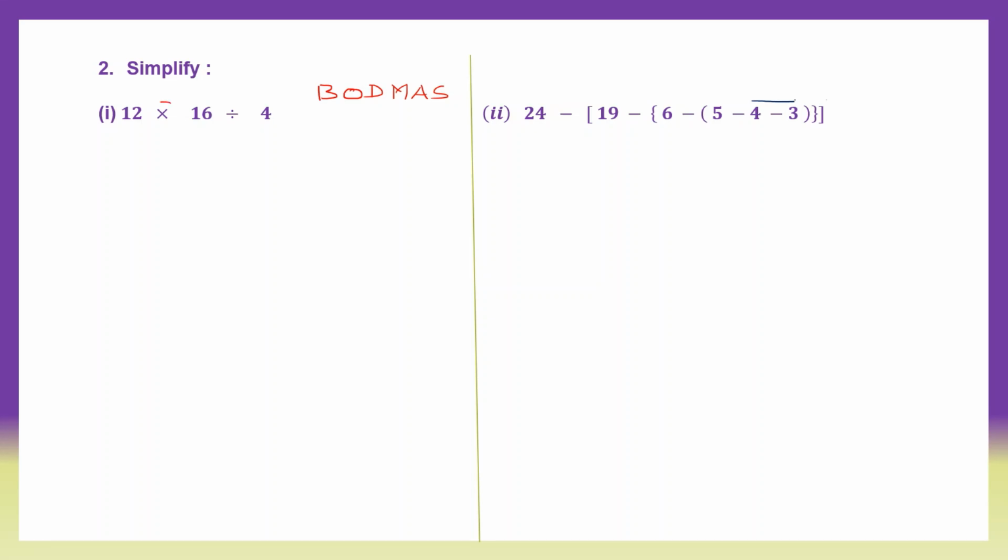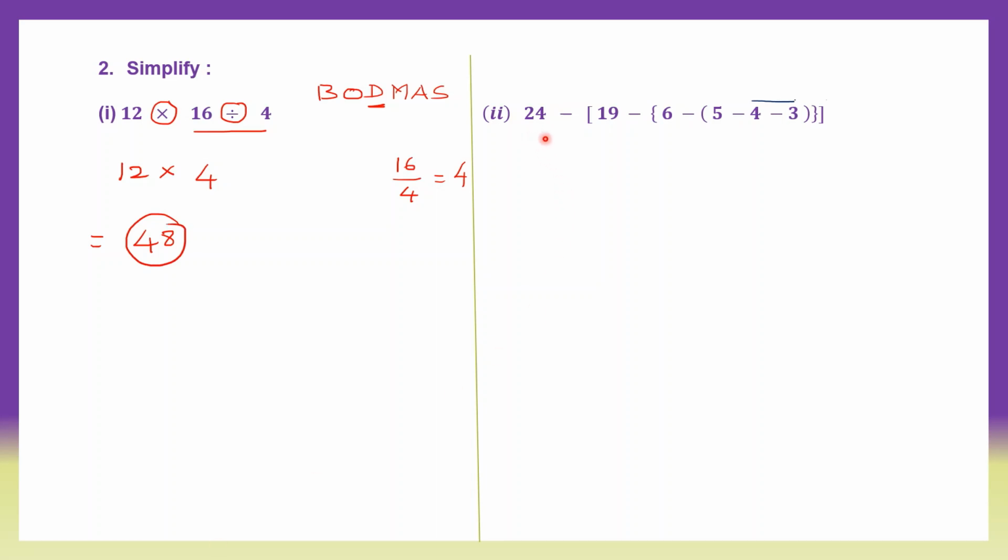Now here the two operations that we have are multiplication and division. Which one should be done first? According to BODMAS, we should do division first. So this will be 12 into 16 divided by 4. How much is 16 divided by 4? 4 fours are 16, so this becomes 4. So this is equal to 12 fours are 48. So this is our answer. 12 fours are 48.